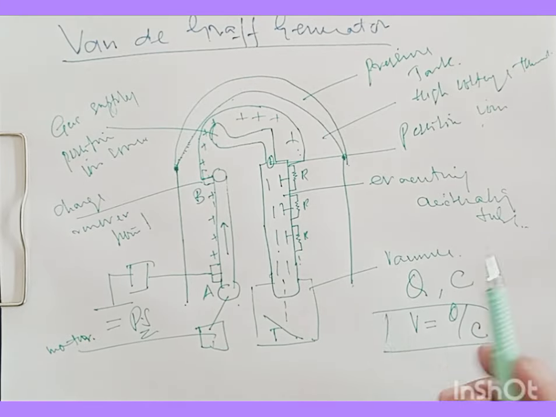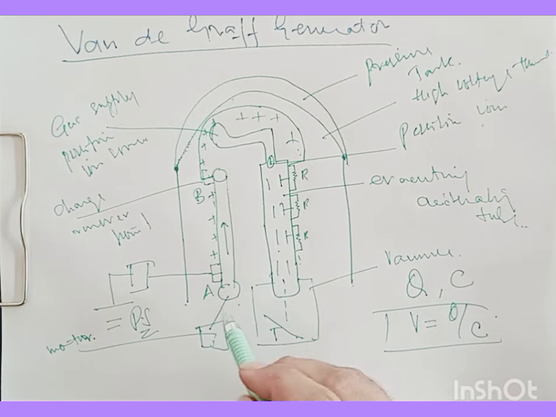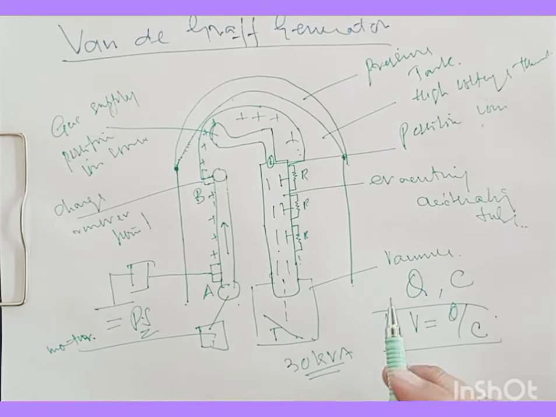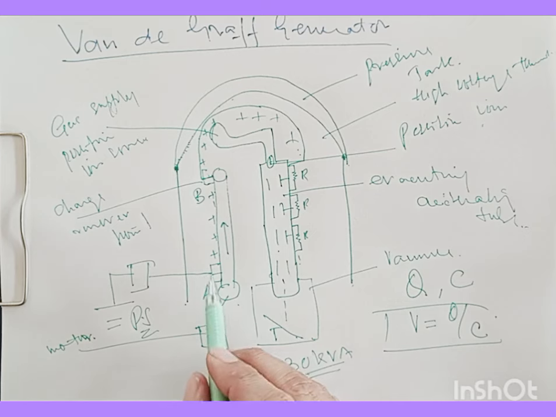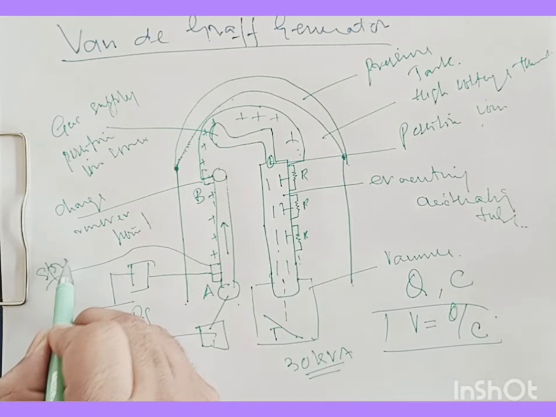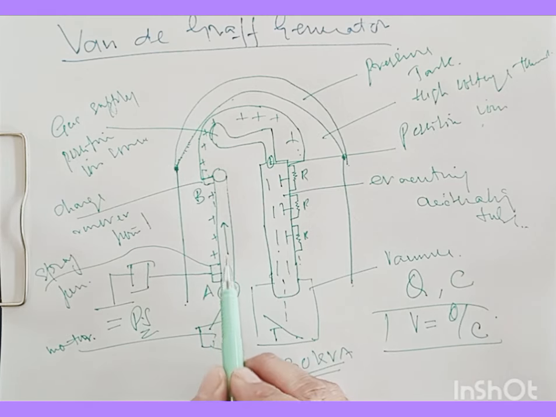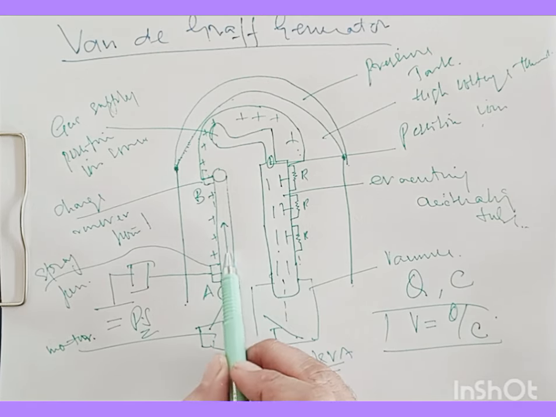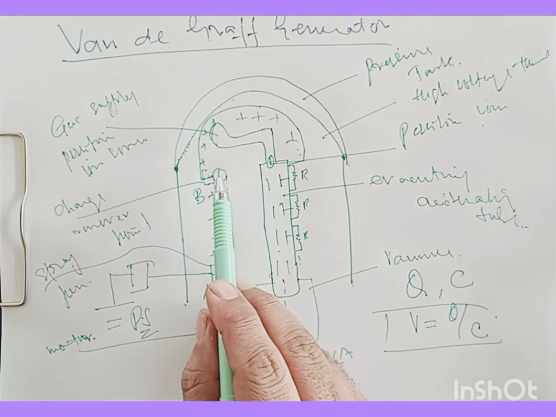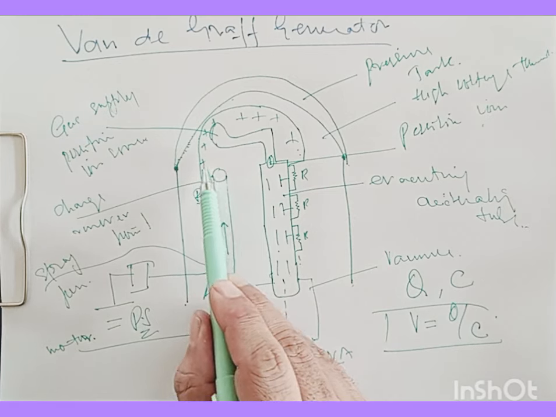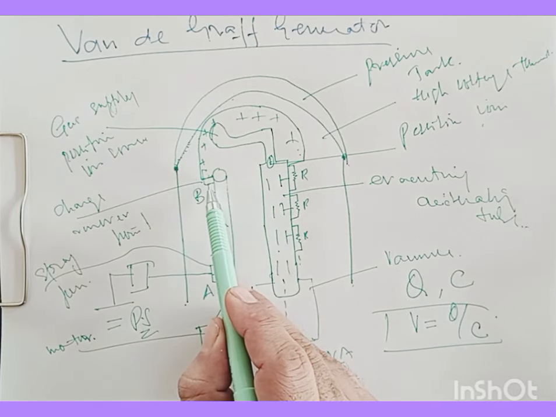And now what happens here is that a voltage of nearly 30 kV is used to spray the positive charge. So we must have a spray point here. What we do is we spray the positive charge on this insulating belt, which is made of rubber or silk, at this point A. The belt is motor driven and continuously transfers these charges to the dome shaped terminal at point B.